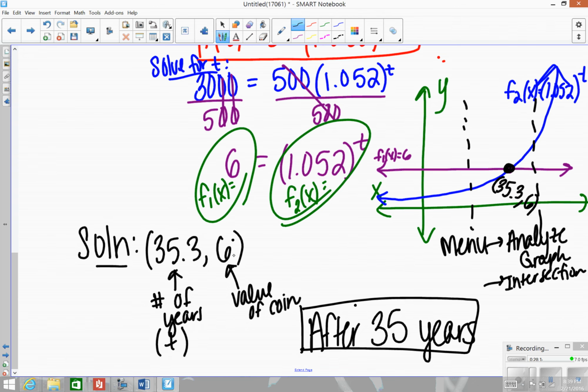Now remember, we don't see 3,000 here because we divided by that 500. The solution is still going to be the same. It's just you're not seeing it in the graph because we divided both sides by that 500. But if you plug in the 35 for t into your original equation with the 500 being there, you're going to see that this will satisfy crossing that $3,000 mark.